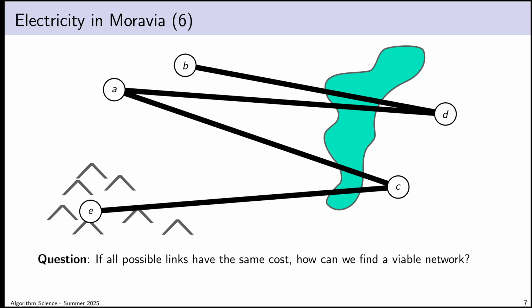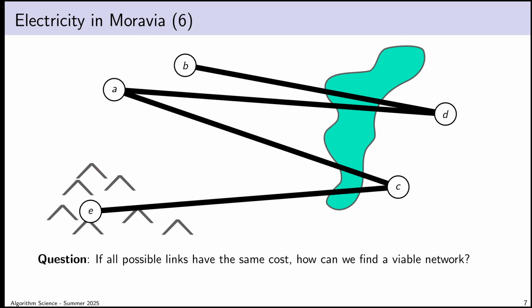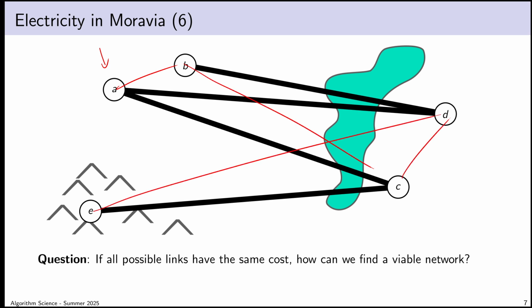Now, the next question is, if all possible links have the same cost, how can we find a viable network? And the answer is, to be honest, we don't even need graphs at that point. So if I assume that I'm allowed to build literally any link I want, so any pair of cities I am allowed to link together should I choose to do so, well then really all I have to do if I want a viable network is just say, let's consider the vertices in alphabetical order and just link them together, A to B, B to C, C to D, D to E. That would do the trick, if every possible link is viable.